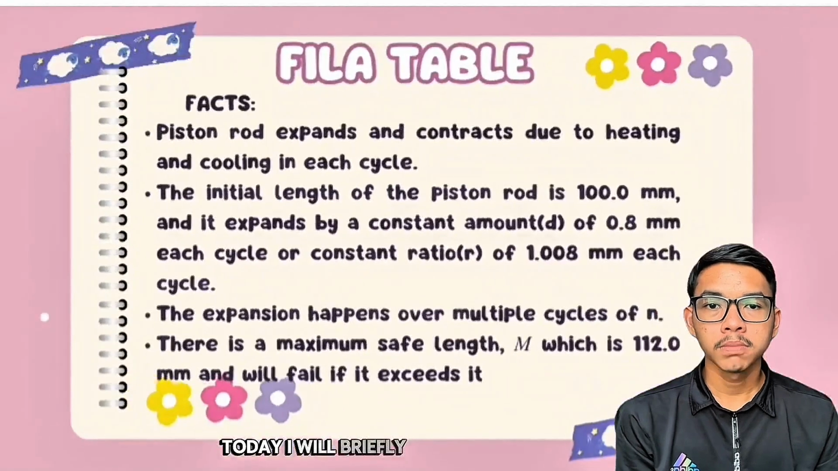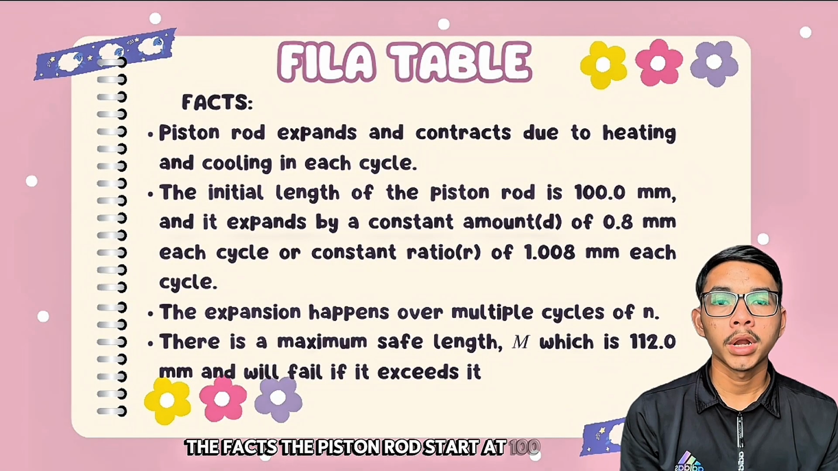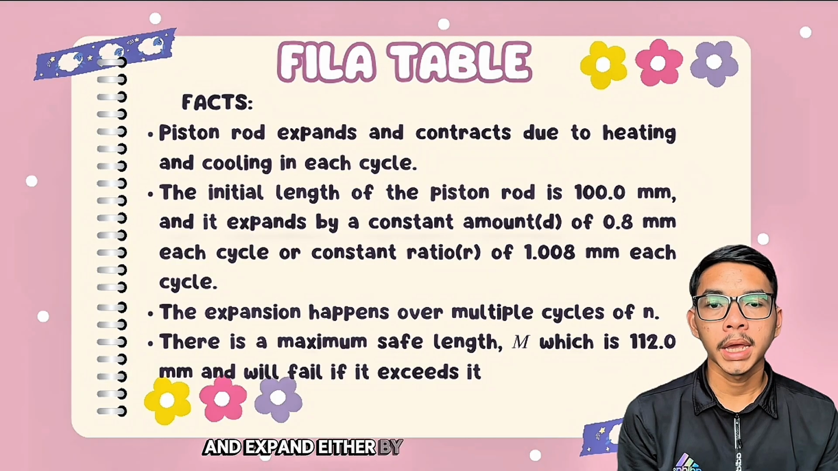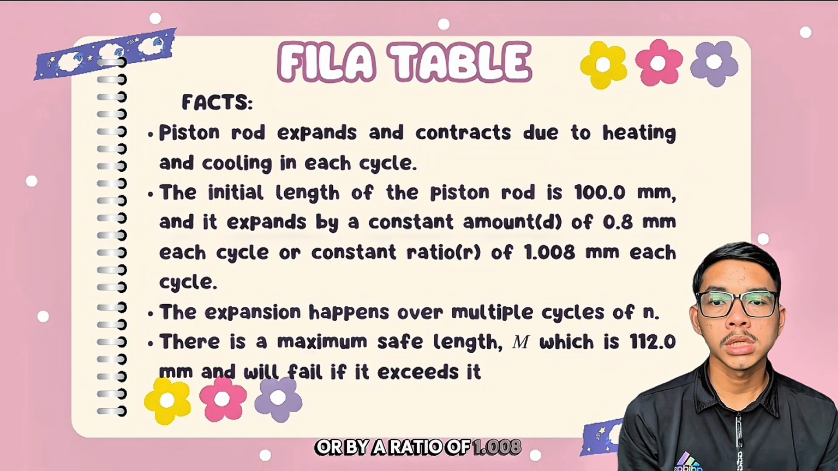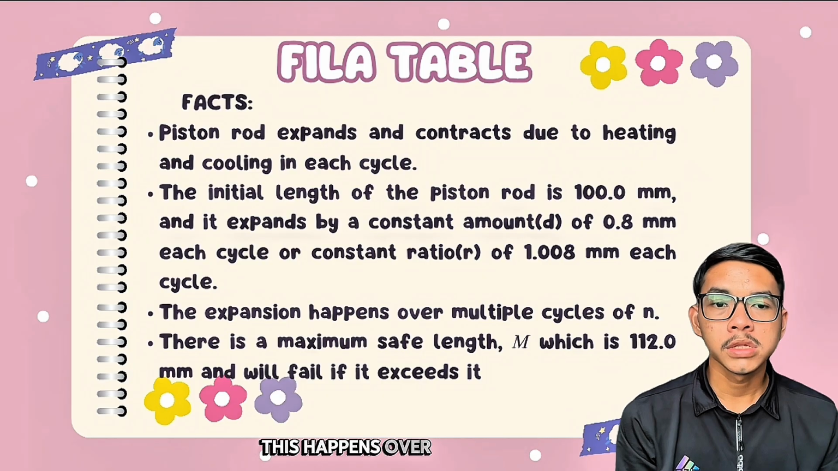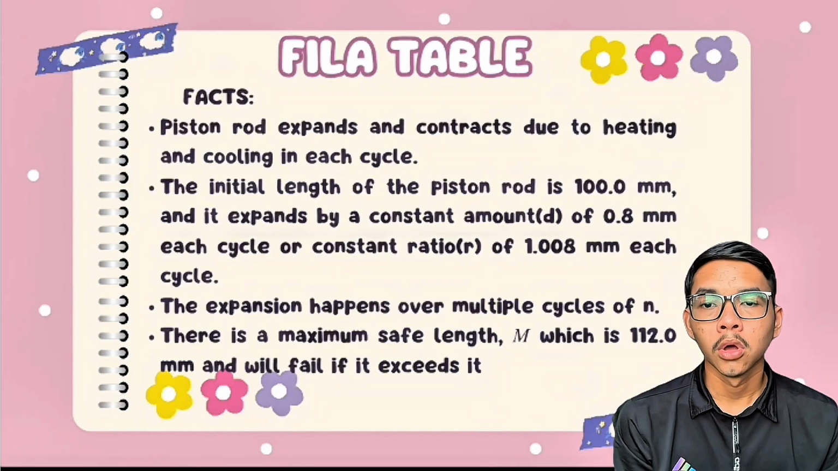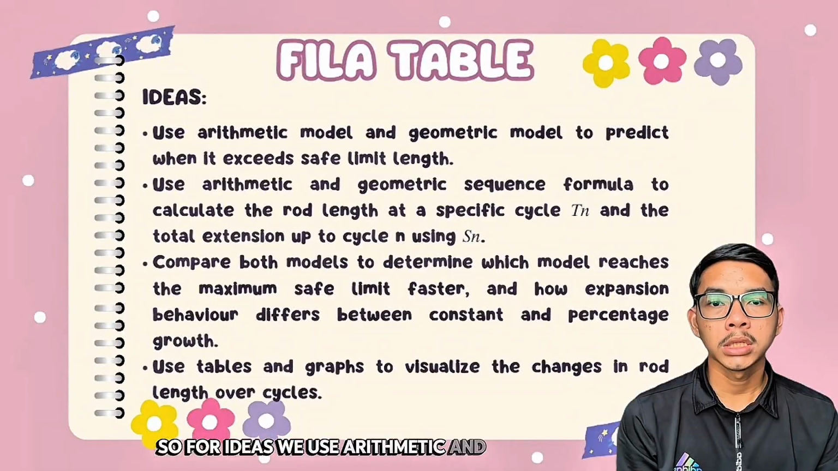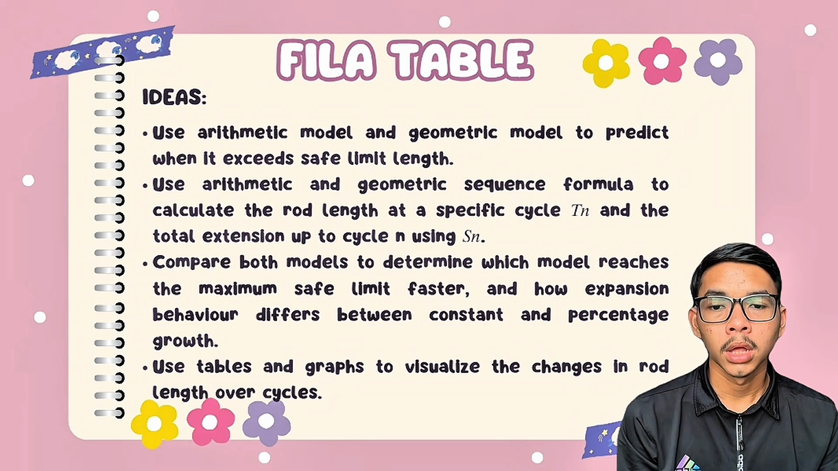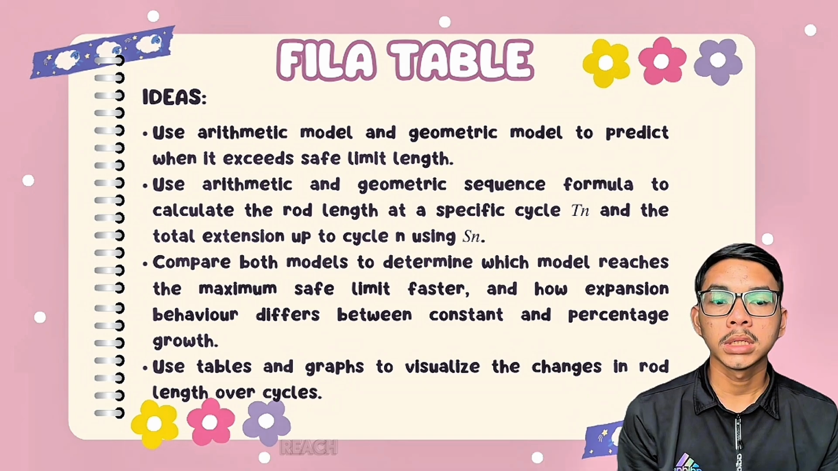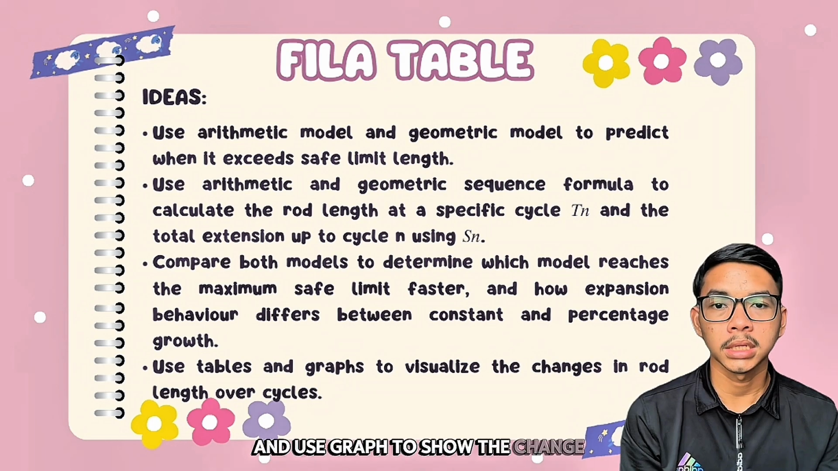Today, I will briefly present the table. And the facts: the piston rod starts at 100 mm and expands either by 0.8 mm per cycle or by a ratio of 1.008. This happens over several cycles and the maximum safe length is 112 mm. Okay, so for ideas, we use arithmetic and geometric sequence to calculate the rod length at each cycle. We compare both models to see which reaches the safety limit faster and use graphs to show the change.